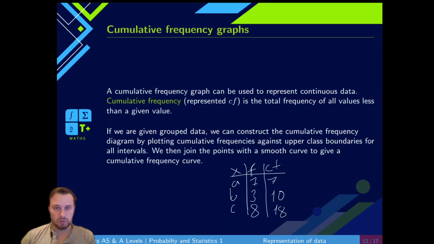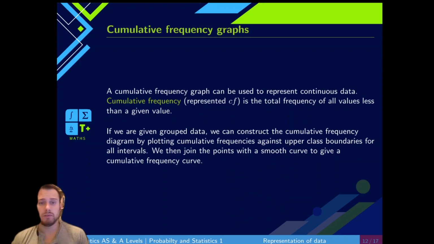Why is this useful? Well, there are two things. One of them we're going to see in an example soon. But just to begin with, you can see that the value at the very end of the cumulative frequency column will always tell you the total amount of data that we have. And that is very important to have, because if you have that value, then some things become easier later. So just keep that in mind.